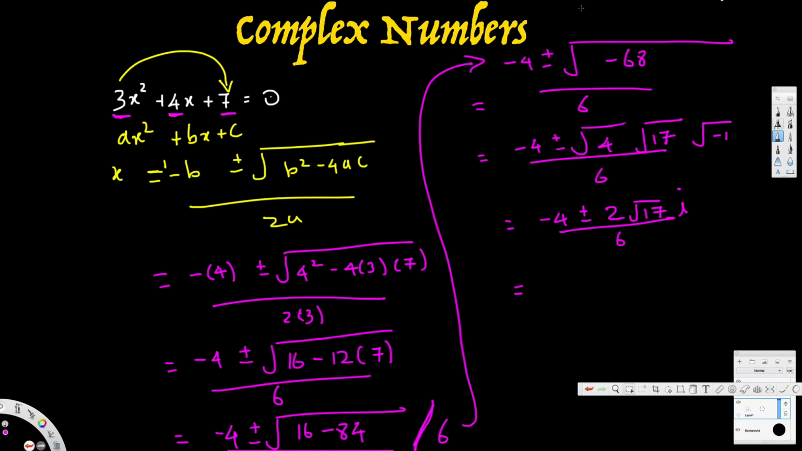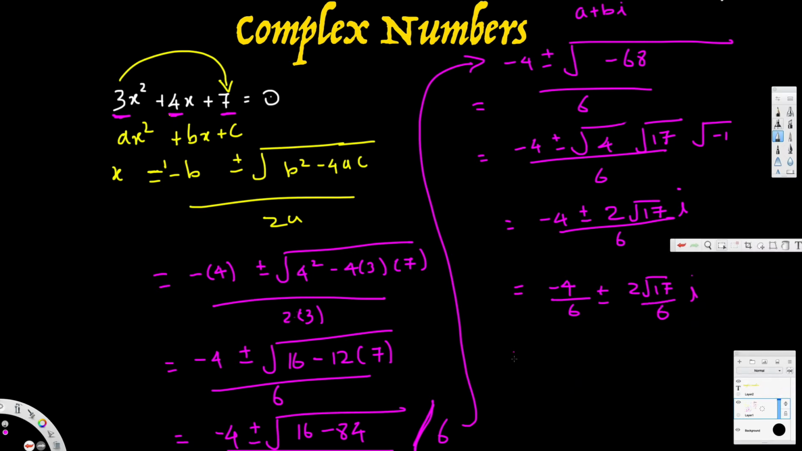Standard form of a complex number is a plus bi. So a is just a number, like -4/6, plus or minus 2 square root of 17 divided by 6 i. Now this is in standard form, but we can simplify it further: -4/6 becomes -2/3, plus or minus, and here the 1/3 we can neglect, just like we can neglect 1, so square root of 17 divided by 3 i.